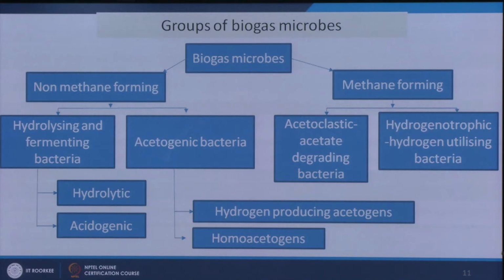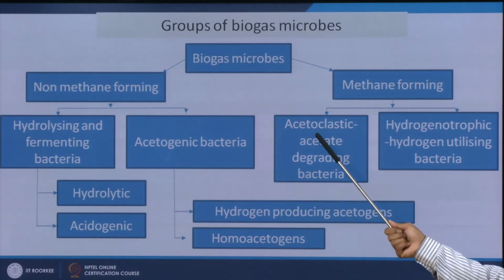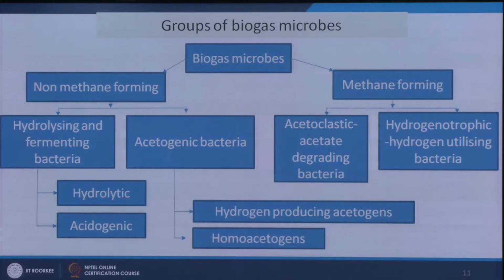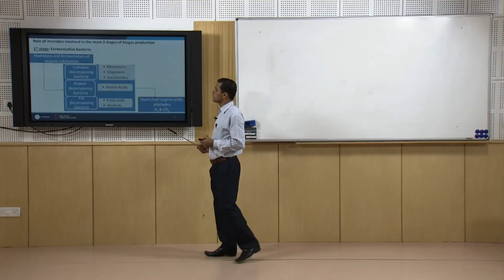And methane forming bacteria are acetoclastic, that is acetate degrading bacteria. Acetoclastic means acetate will be degraded to form CH4, and another is hydrogenotrophic, hydrogen utilizing bacteria. So, hydrogen plus CO2 will react and give us CH4. So, these are the different types of microbes used in the AD, anaerobic digestion process.